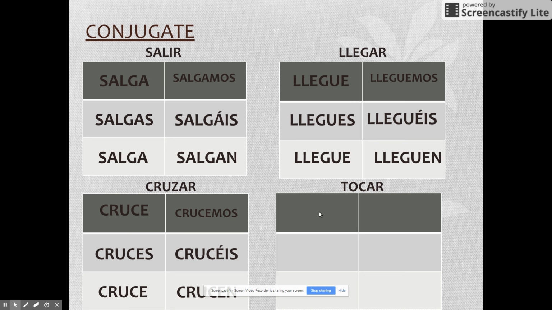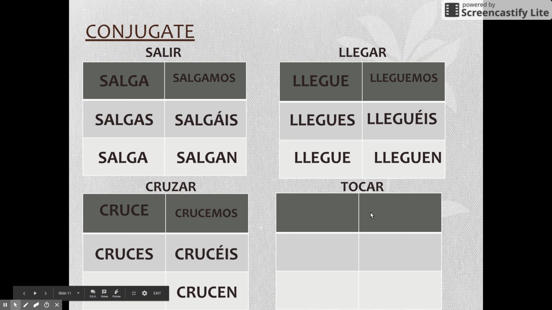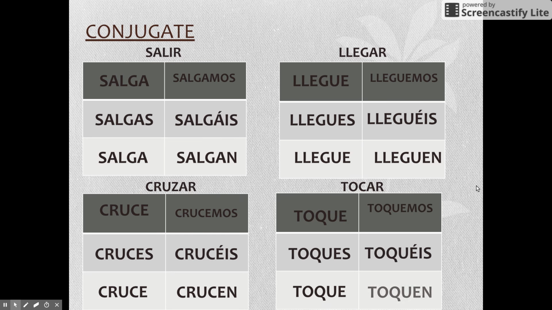And tocar, we change it. Sorry about that there. All right, tocar, we change to QU. So these are car, gar, zar verbs. This is a go verb, okay? So I'm just kind of showing you some weird verbs, but if you follow the rules, you should be fine. Car, gar, zar verbs just might throw you off a little.